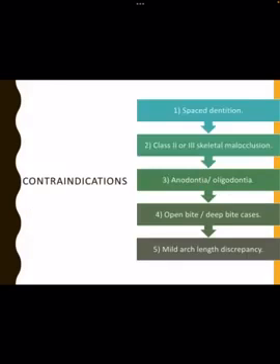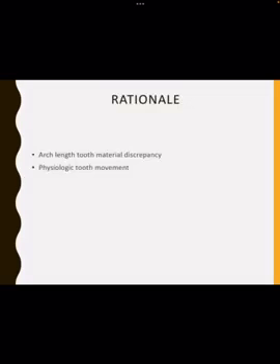The contraindications for serial extraction are spaced dentition, class 2 or class 3 skeletal malocclusion, anodontia or oligodontia. Anodontia is absence of teeth completely and oligodontia is partially absent teeth. Open bite or deep bite cases and mild arch length discrepancy.